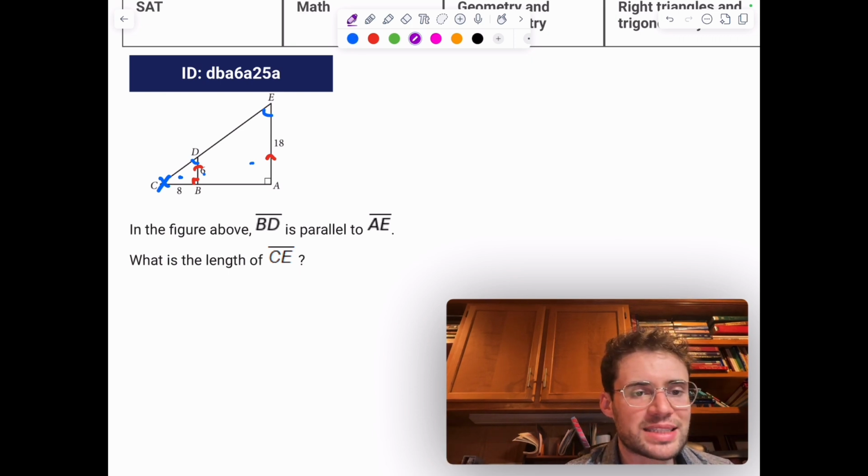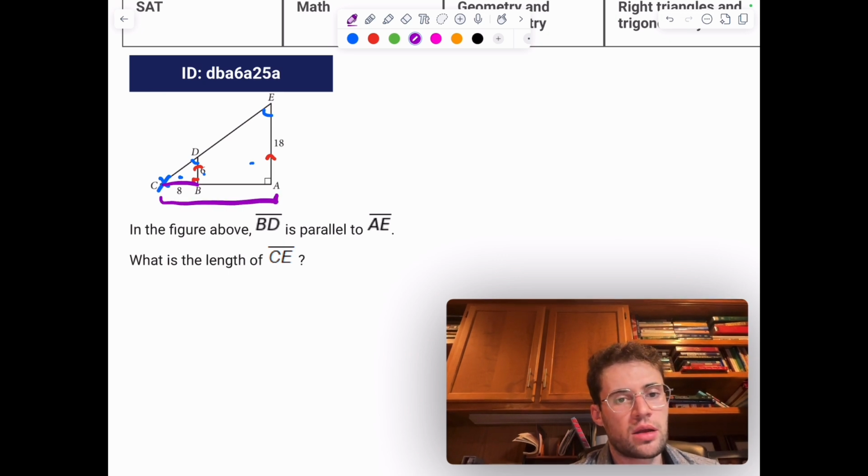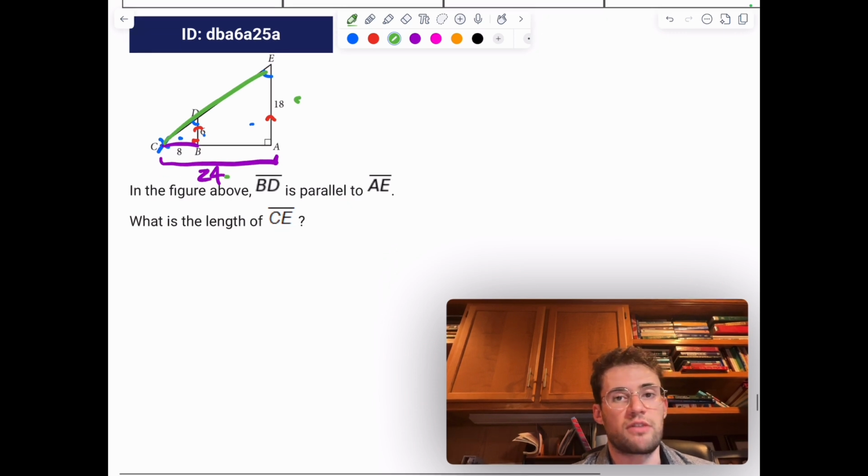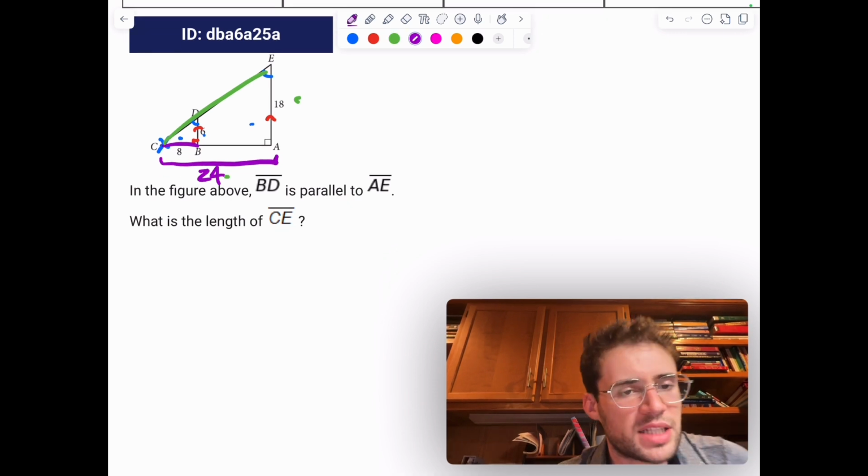Now, we know this side is 8 on the little triangle, so if we multiply it, that would make this whole thing AC equal to 8 times 3, which is 24. Right, so this would be 24. What is the length of CE? Okay, well, CE is just going to be the hypotenuse of this right triangle. We already have the side 18. We just found that this one's 24. Oh, or you could say it's a 3, 4, 5.